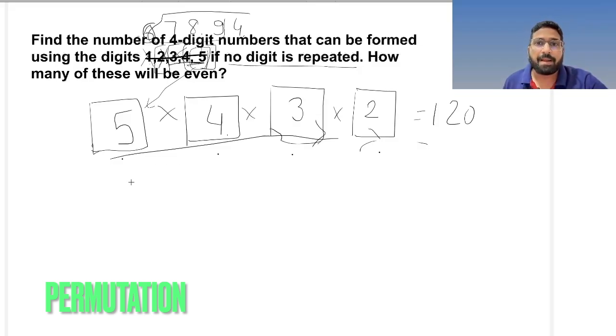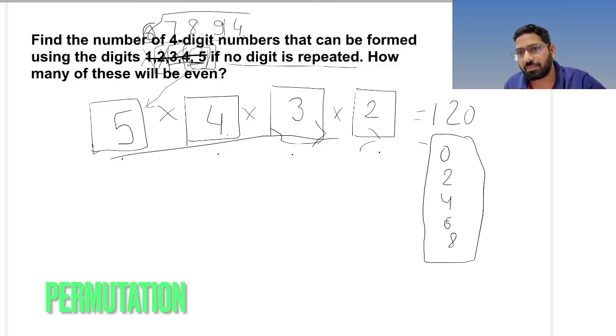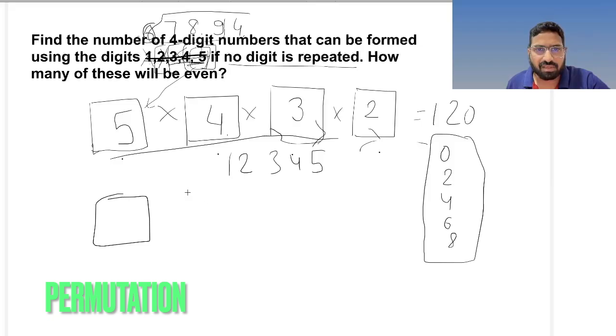So let's go to the next question. How many of these will be even? What is an even number? First of all, an even number is a number which is divisible by 2. And how do we identify them? The last digit of the number should be 0, 2, 4, 6 or 8. If the last digit of a number is any of them, then it will be divisible by 2 and will be called an even number. So in this case, we are given the numbers 1, 2, 3, 4, 5, so I'll create 4 boxes again.